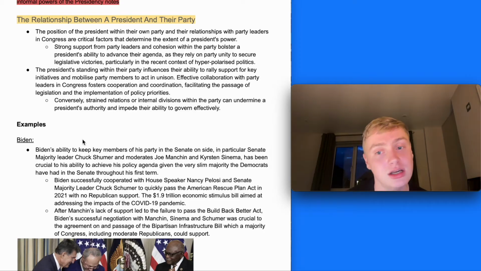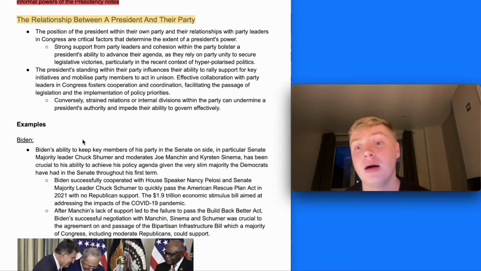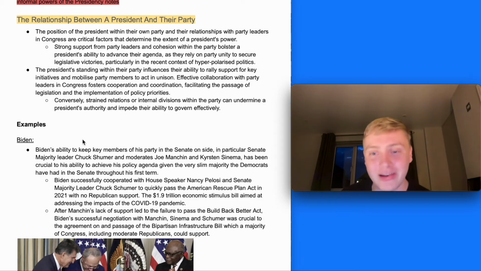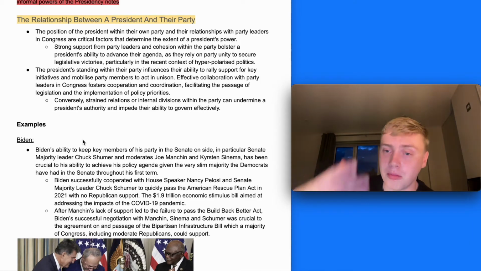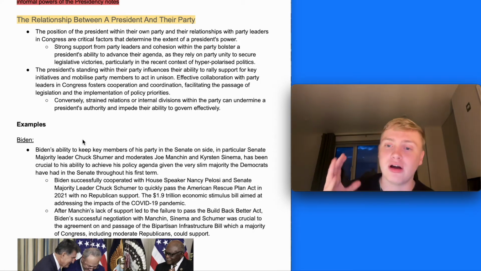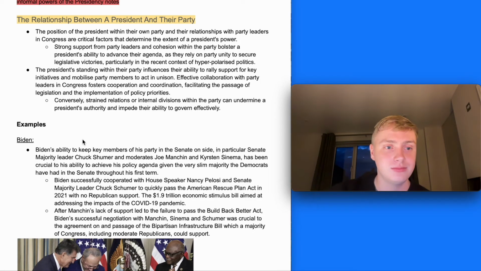So you need to be able to get your key congressional members of the party on your side to whip and get everyone in line, so that pretty much all of your party supports the bill in order for it to get passed. The president standing with their party influences their ability to rally support for key initiatives and mobilise party members to act in unison. And effective collaboration with party leaders can foster this kind of cooperation and coordination to allow a shared legislative agenda to be passed.